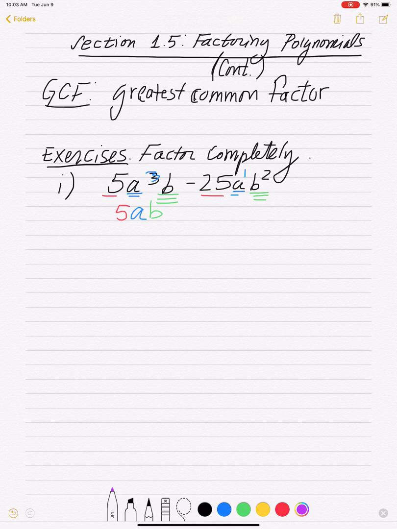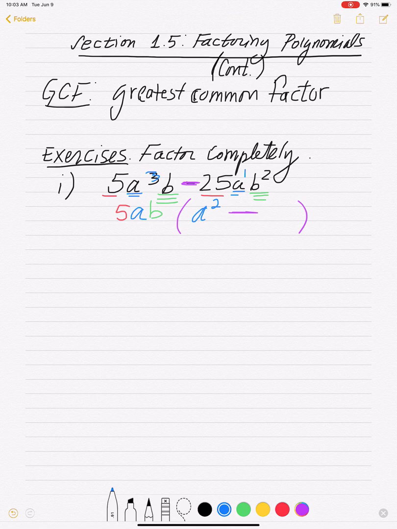Then we're going to put a pair of parentheses, and we're going to ask the question: what times 5ab, that's what we factored out, is going to give us 5a cubed b minus 25ab squared? We know we're going to have a minus sign right here because there's a minus sign in our original polynomial. So we've got two blanks to fill in. The first blank, before the minus sign: what times 5ab gives us 5a cubed b? Well, that's simply a squared. 5ab times a squared will give us 5a cubed b.